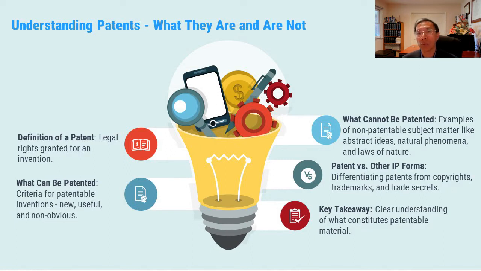So those are the examples of overlapping intellectual property rights that you can use in combination to enhance the strength of your product or your new invention. Next, we will discuss the process of obtaining a patent.